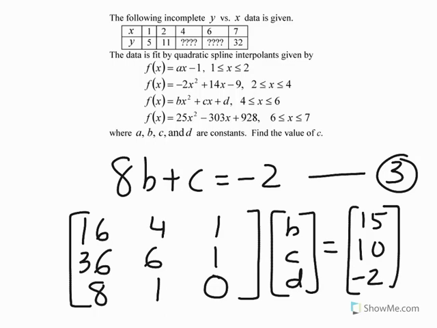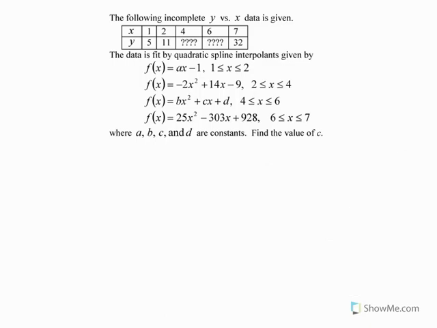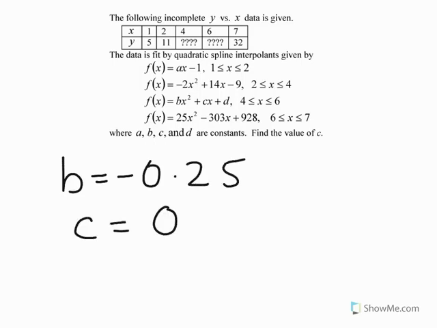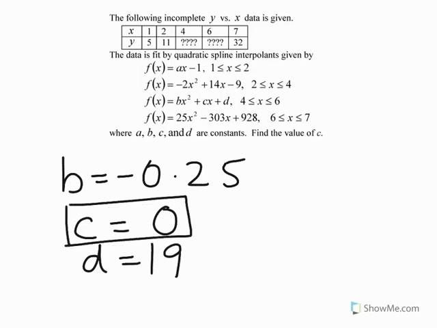So now I have three equations, three unknowns. I should be able to use any of the methods which I have learned so far to be able to find out what the values of b, c, and d are. So b turns out to be minus 0.25. c turns out to be 0, and d turns out to be 19. And since I'm looking for c, that's my answer. And that's the end of this segment.